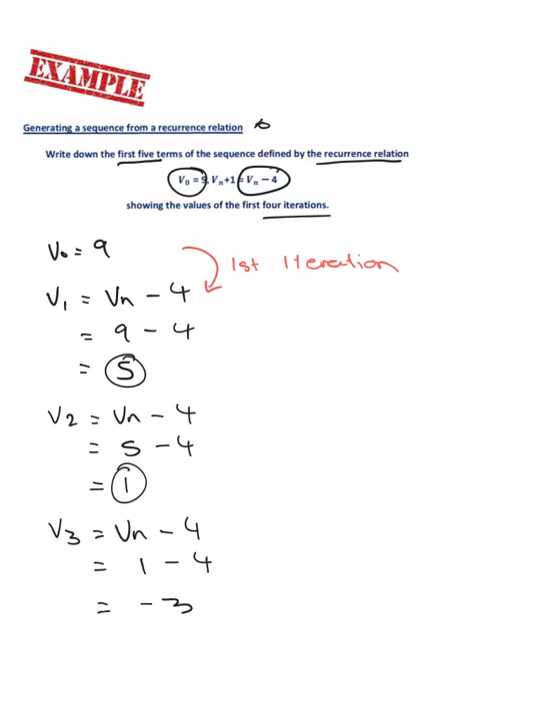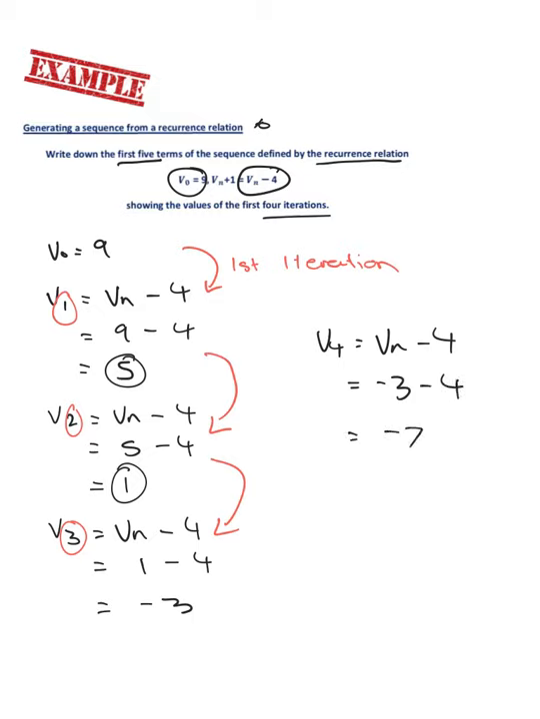So we've done one iteration to start there, then that was our second, and that was our third. We've got to do one more. Let's find our fourth iteration. V4 is equal to Vn minus 4 again. Our current term was negative 3, minus 4. We get negative 7. And that's our fourth iteration.